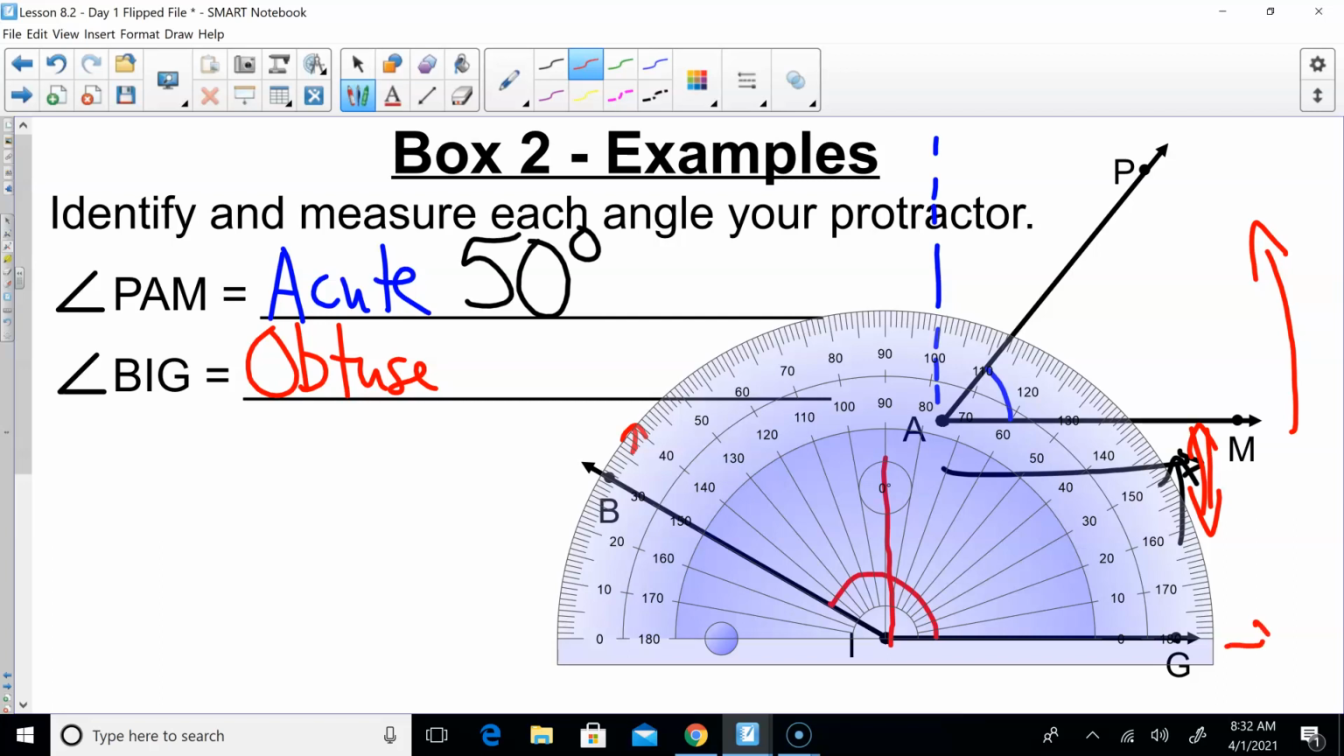My line starts right here at the 0, which means I'm going to go this way with the 0. So I'm following this inside track all the way over to 150. And I know 150 is between 90 and 180, so I know my measurement is accurate.